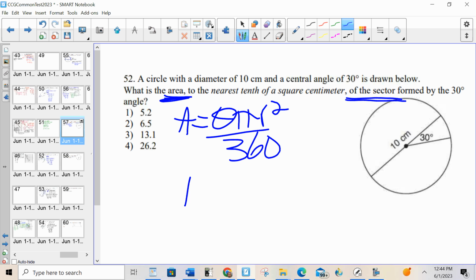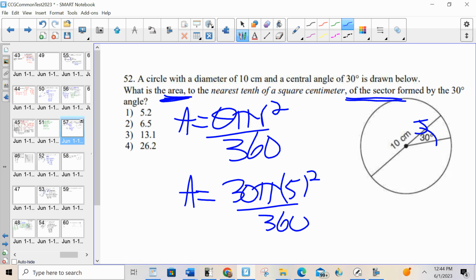It's asking for the area. Theta is the central angle in degrees. Radius is half of the diameter, which is 5, over 360. It's the nearest tenth, so we are typing pi in. We pop that into the calculator, and I believe the answer was 6.5.